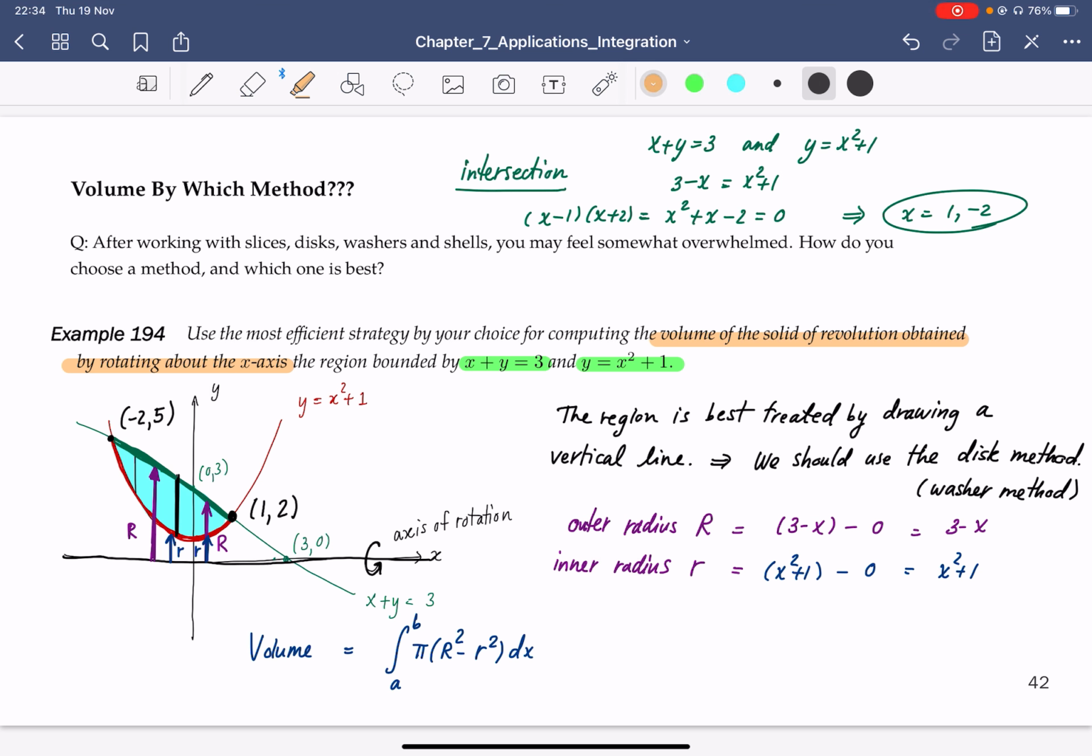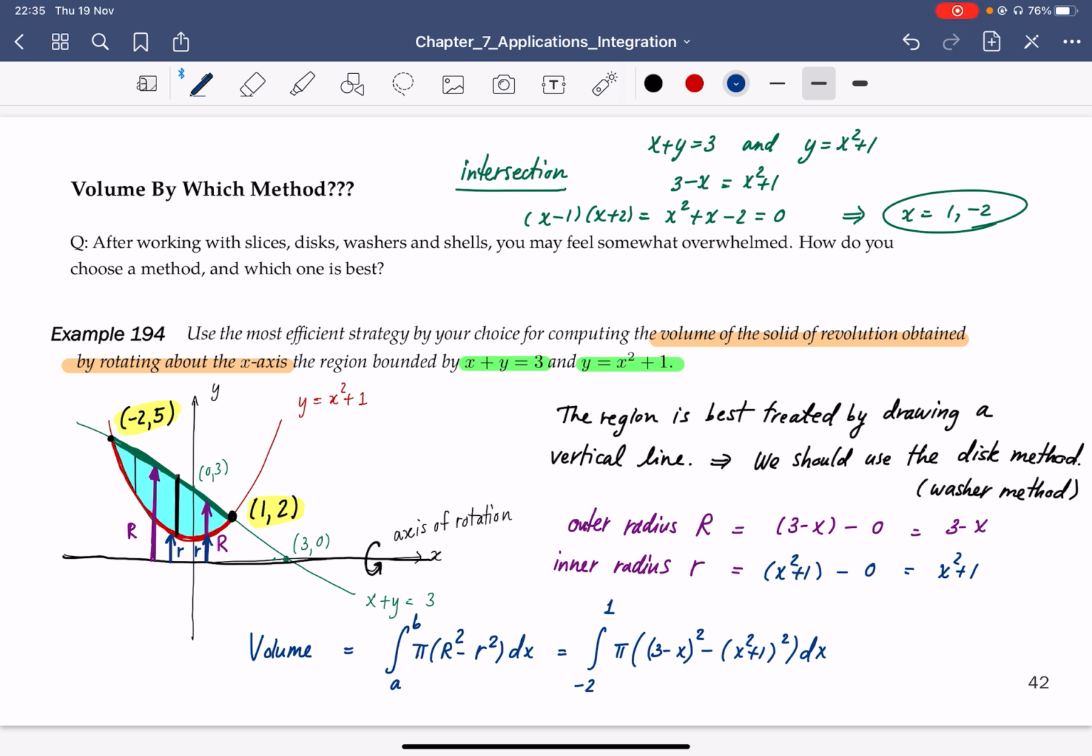Those are the two intersections here. So I'm going to highlight in yellow first. What you need for this question is to integrate with respect to x. So it's going to go from negative 2 to 1. And then pi, the big R is going to be 3 minus x, right? Small r is going to be x squared plus 1.